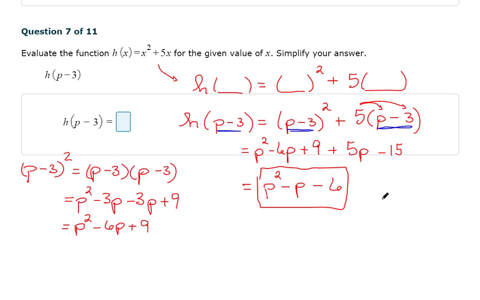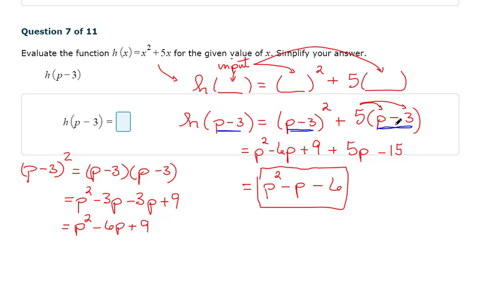Question 7 gets a little harder because here's my function. h of x is x squared plus 5x. So whatever my input is, it's going to go in there, and in there. They asked us to figure out h of p minus 3. Okay, so I'm just going to fill that into the blank.